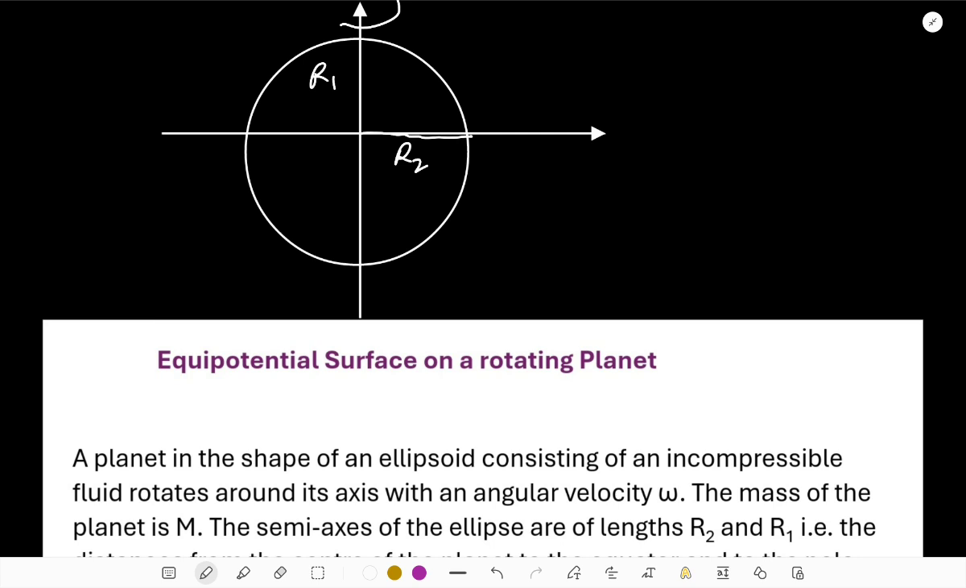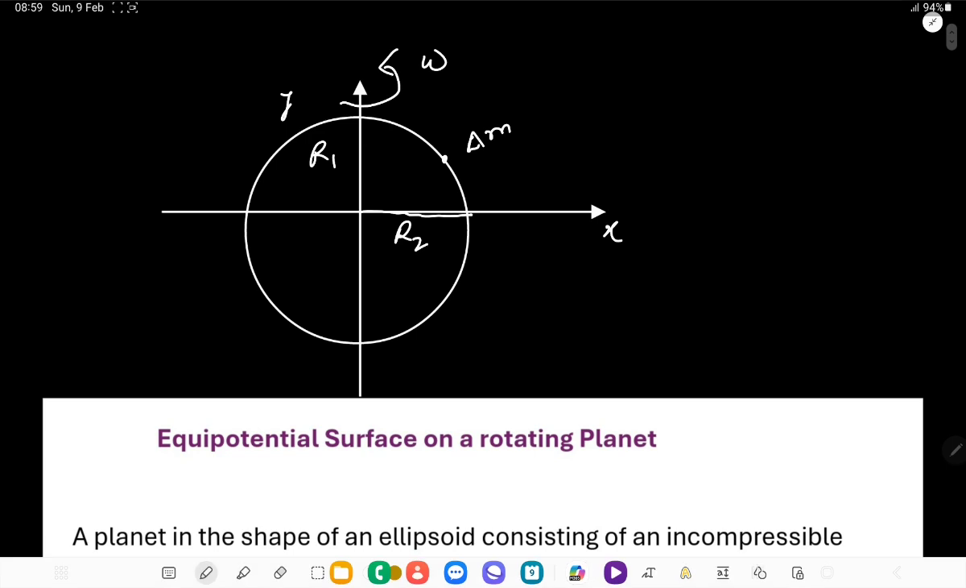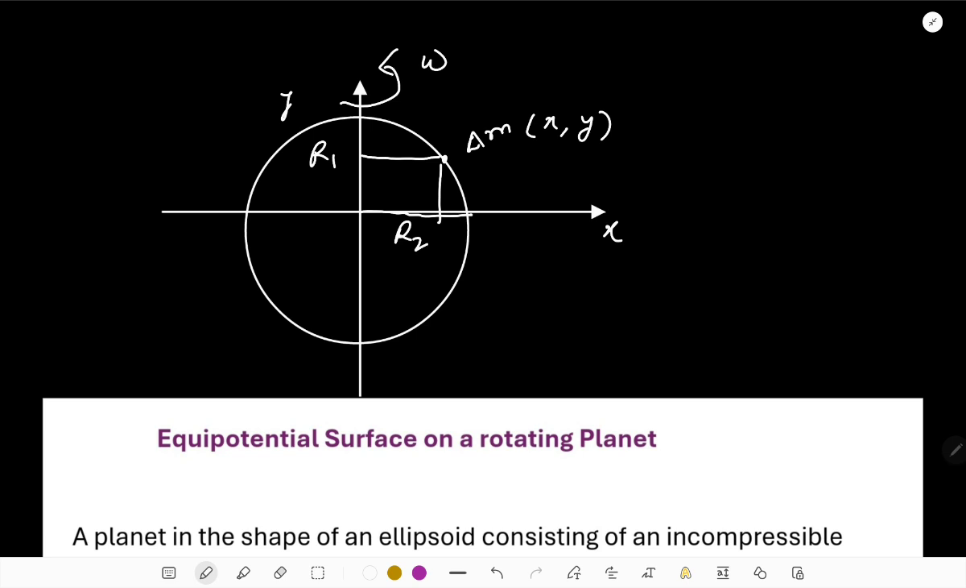So I thought about some element placed here. Its mass is delta m or dm, whatever. And I would like to call it the x-axis and y-axis. The y-axis is our axis of rotation. So its coordinates become x and y in this plane of rotation.